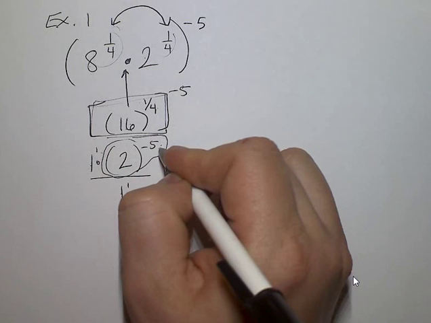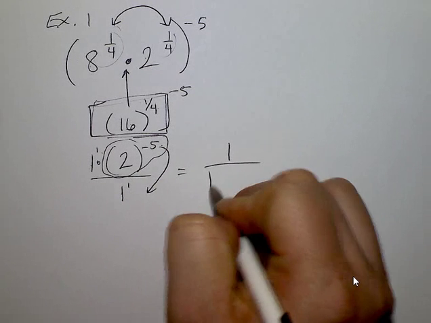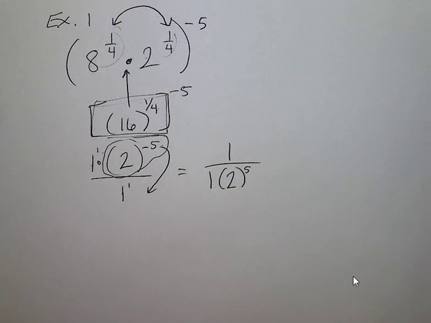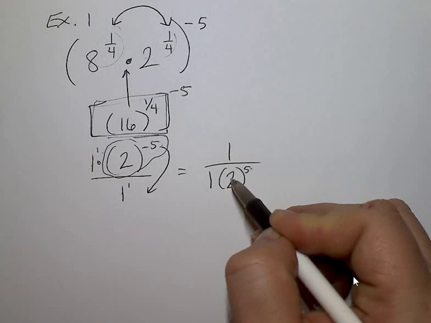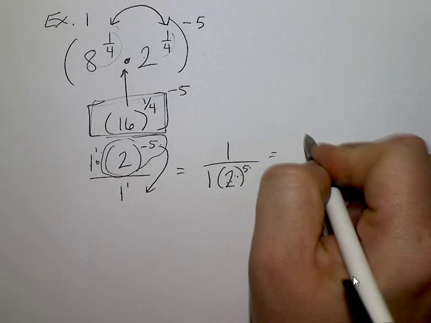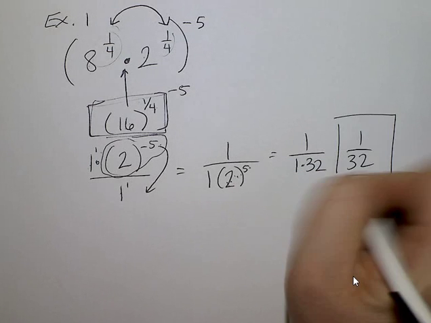So I'm going to move it from the top to the bottom. And when it moves down to the bottom, the exponent now becomes happy. 2 to the 5th is not 10 like some students think. It means 2 times 2 times 2 times 2 times 2, which is 32. Final answer is 1 divided by 32.